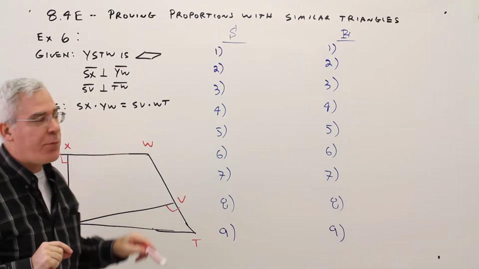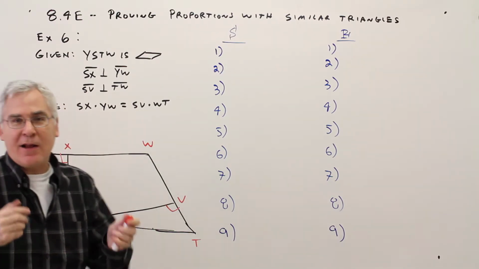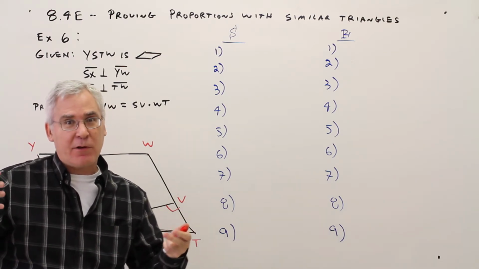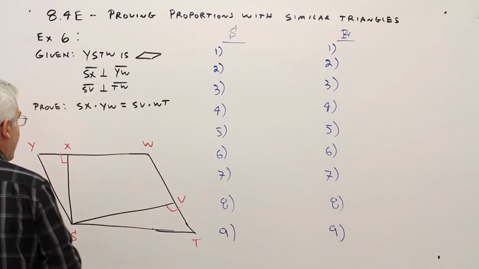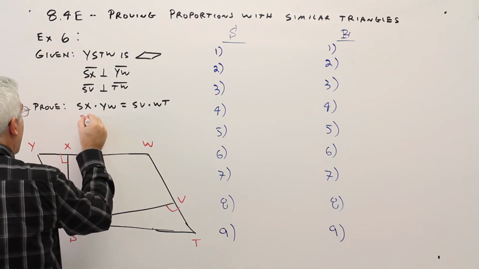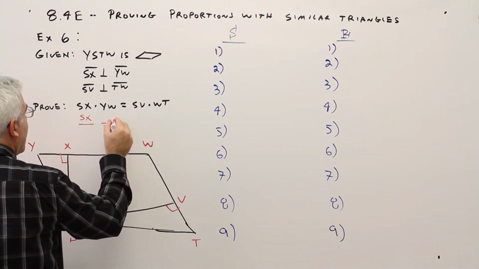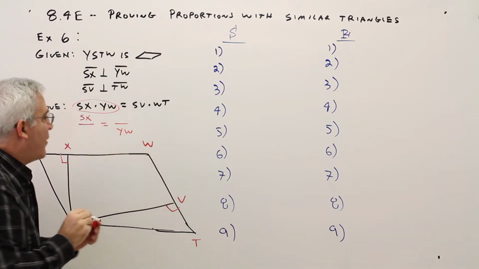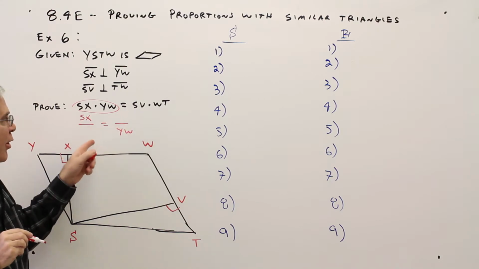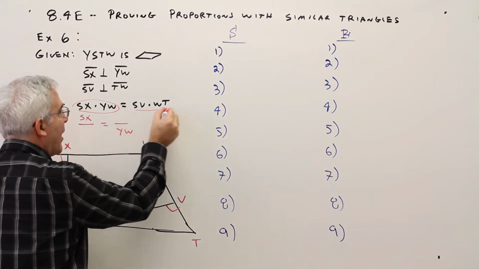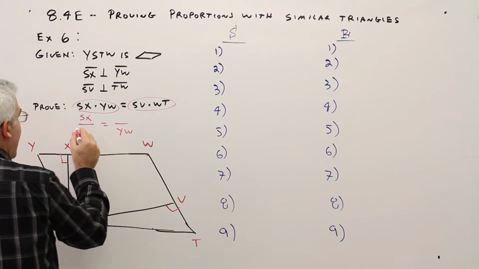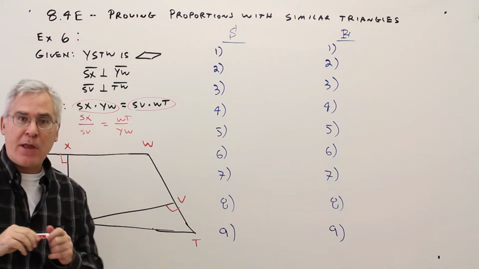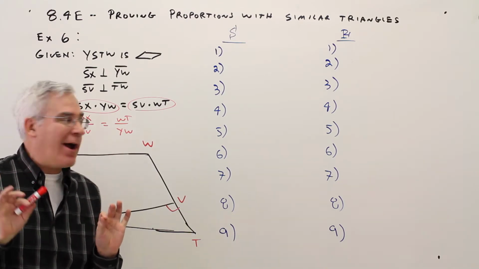Prove this product. Whenever I see a product, I like to go backwards and make it a proportion, because that's what I do with similar triangles. So I'm going to go backwards and say this is really the same as SX over somebody equals somebody over YW. Again, make sure that those are in the same diagonal buddy, and over here, make sure that these are in the same diagonal buddy. So I could just say SV and WT.